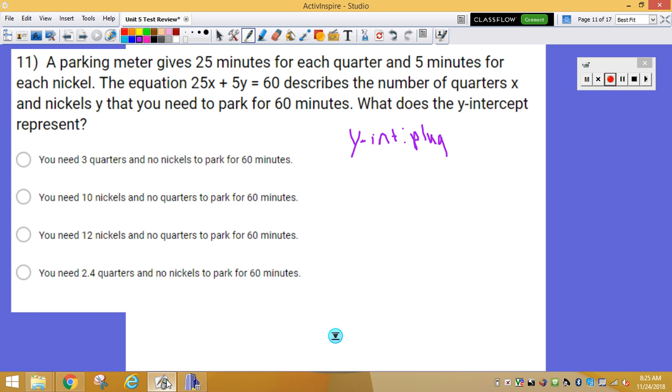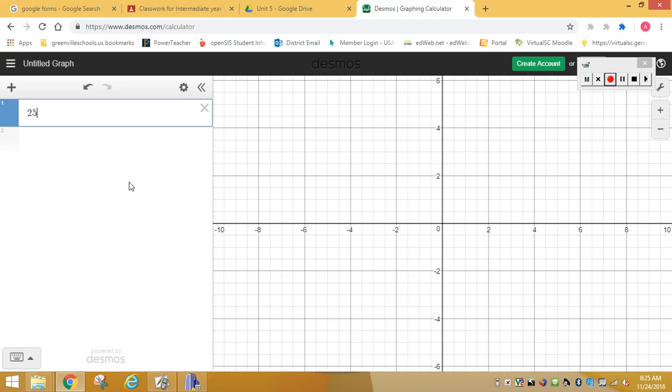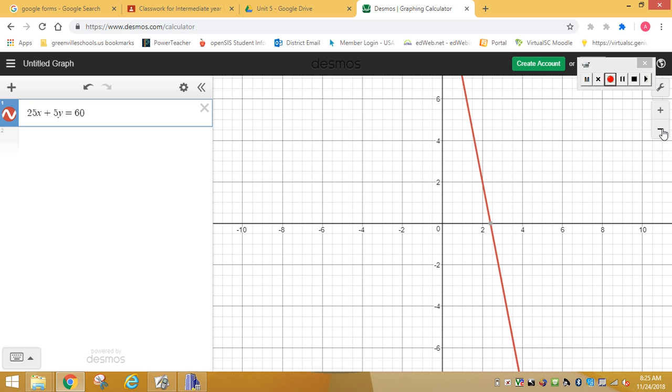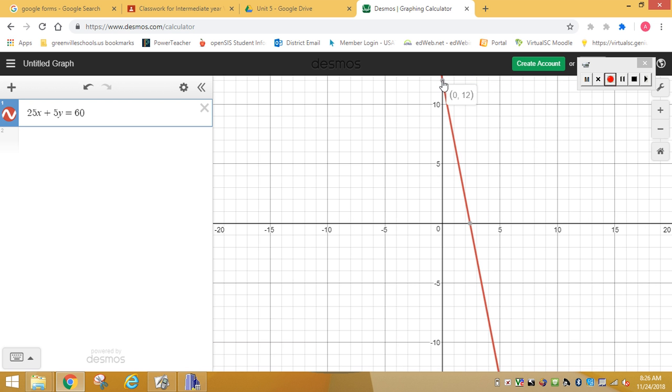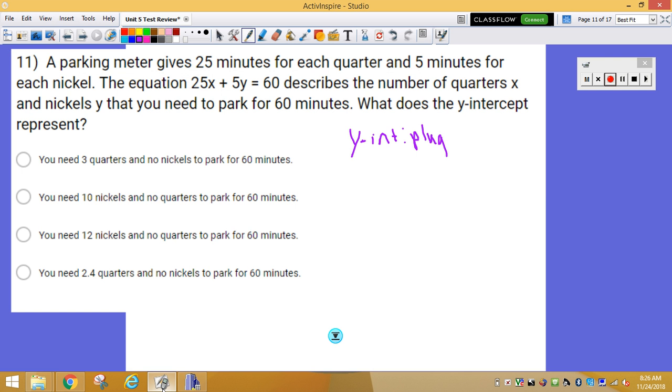What is it? 25x plus 5y equals 60. So I'm going to zoom out so I can see my y-intercept is at 12. 12 is my y-intercept. If it had asked for the x, it would have been 2.4. But 12 is my y-intercept. And there's only one number that has 12. Right here. You need 12 nickels and no quarters to park for 60 minutes.